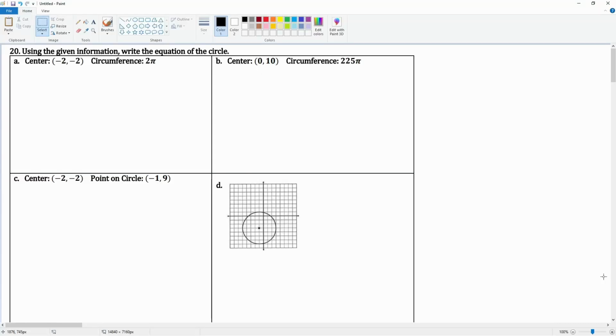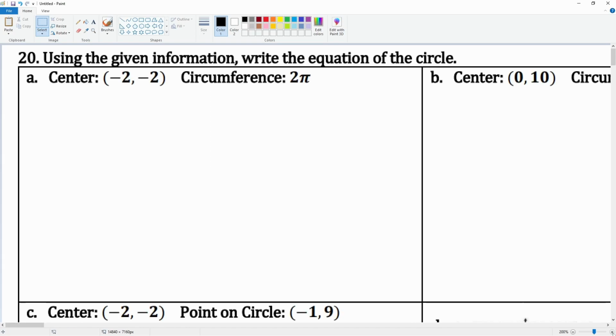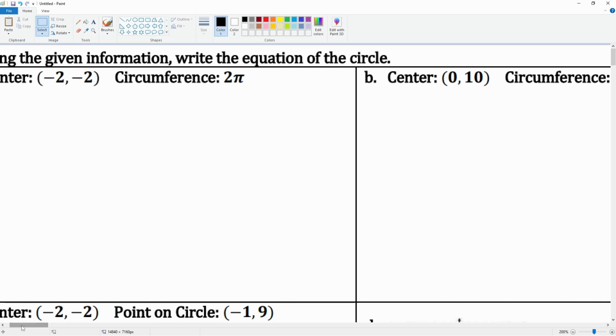And this is question 20. Here again, we are asked to write the equation of the circle. Let me write the equation of a circle because we're going to be using that. The equation of the circle is defined by (x - h)^2 + (y - k)^2 = r^2. That is the equation of a circle that we're going to be using.